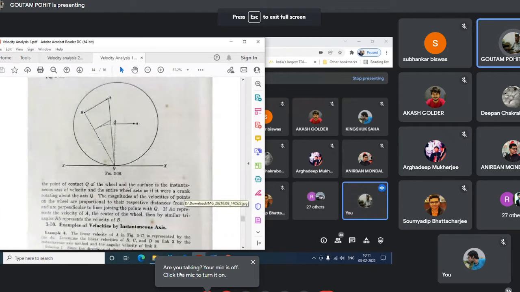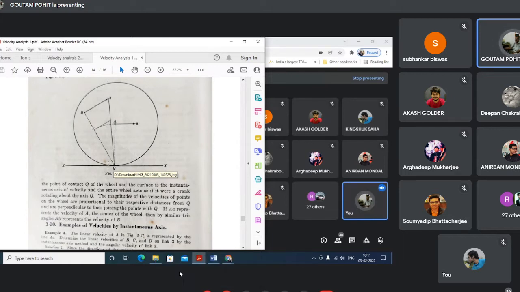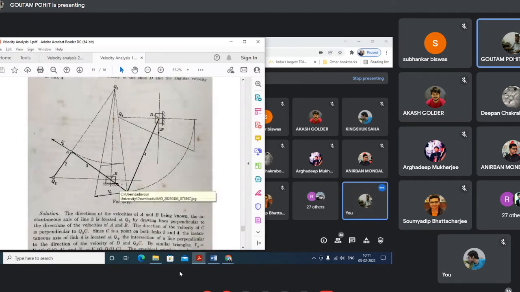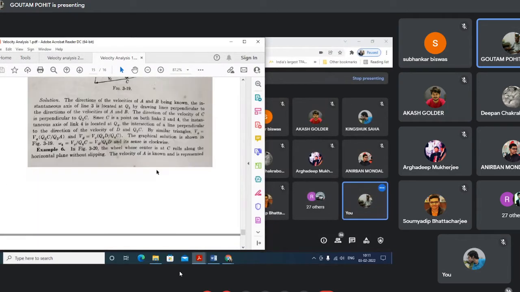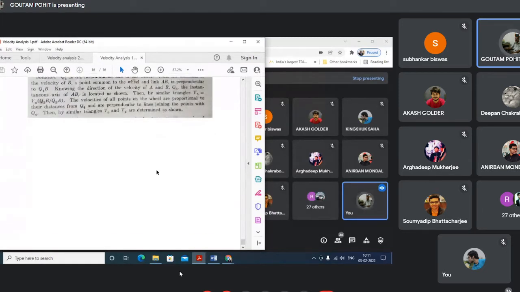For example, for a roller, point Q will be the instantaneous center at this instant, for the entire roller. And velocity at any point on this roller will have a direction: if we join that point to this one, it will be perpendicular to this direction, and its magnitude will be proportional to its distance from the point Q. That is the instantaneous center axis, and with that concept, we solve this problem. So I hope you remember this.